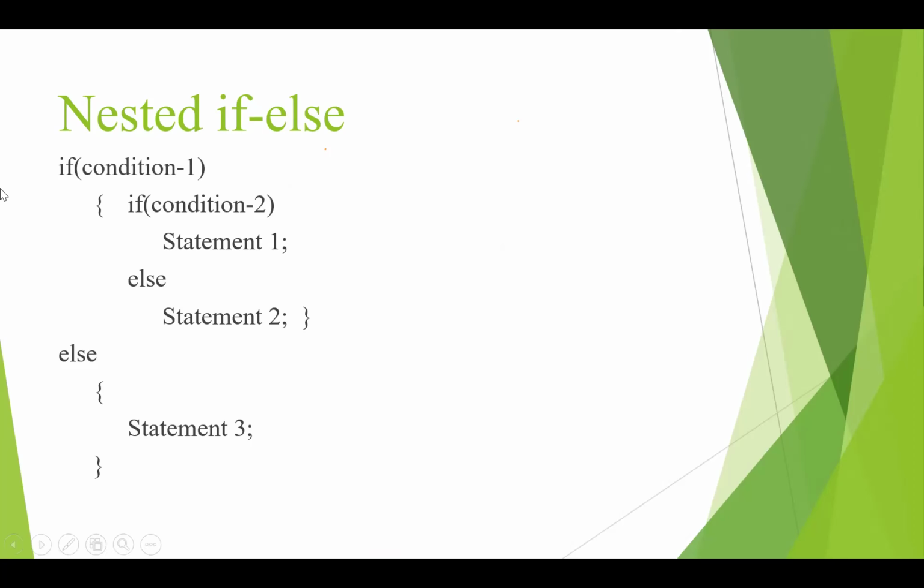Here, suppose condition 1 is false, then directly coming to here, statement 3 is to be executed. If condition 1 is true, coming to the true block, again checking condition 2. If condition 2 is true, then statement 1 is to be executed. If condition 2 is false, then statement 2 is to be executed. Like this, first write the syntax, next write the points like this.